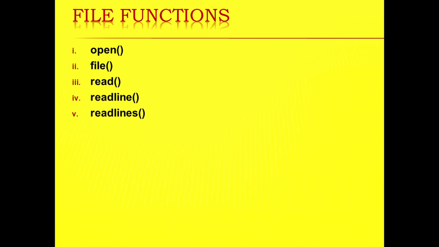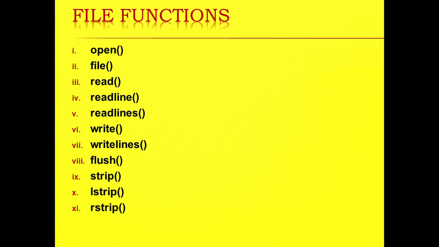Let us see some of the functions used along with files in Python. open(), file(). The brackets are pronounced as "of". read(), readline(), readlines(), write(), writelines(), flush(), strip(), lstrip(), rstrip(), load(), dump(), and close(). Let us see them one by one in detail.